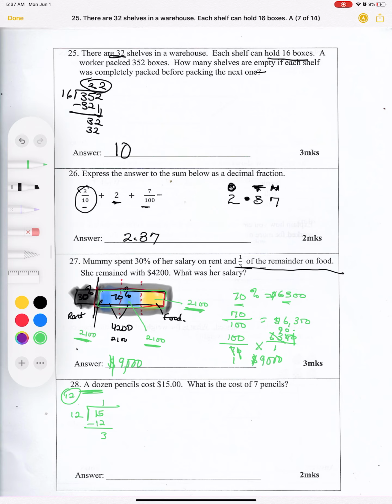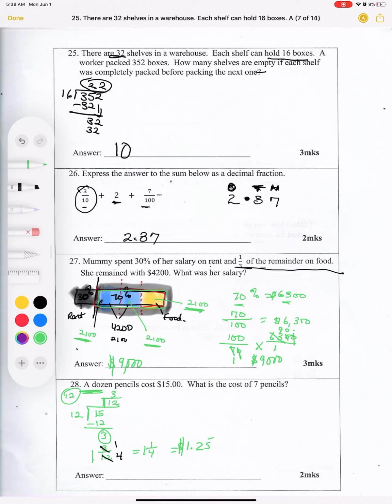So your answer becomes a whole number, the remainder becomes a numerator, and you just use the same denominator. So we have 1 and 3/12, which can be reduced. 3 into 3 is 1, 3 into 12 is 4, which is 1 and 1/4. We're talking about money. $1 and a quarter. How much is a quarter dollar? 25 cents. $1.25. So that's the cost of 1 pencil.